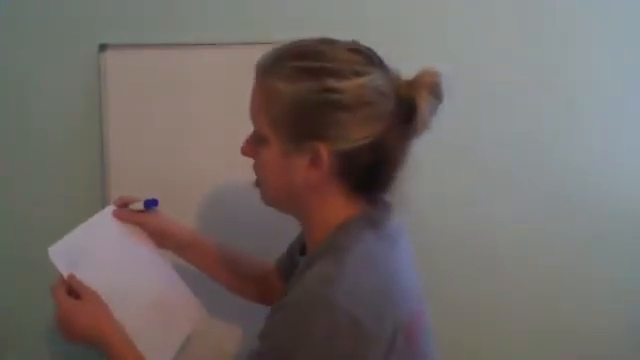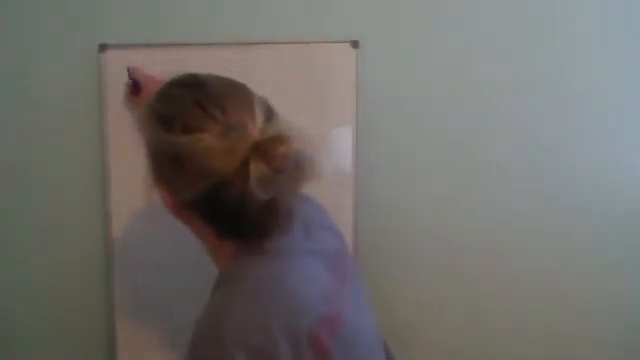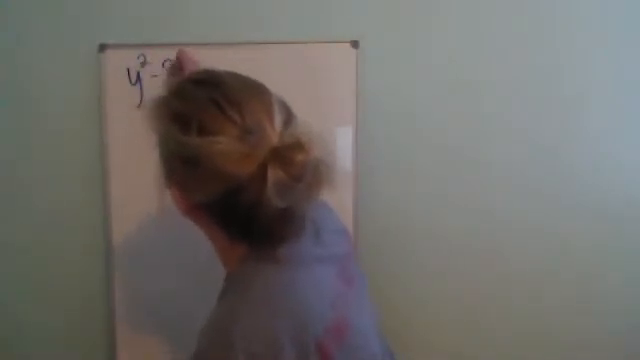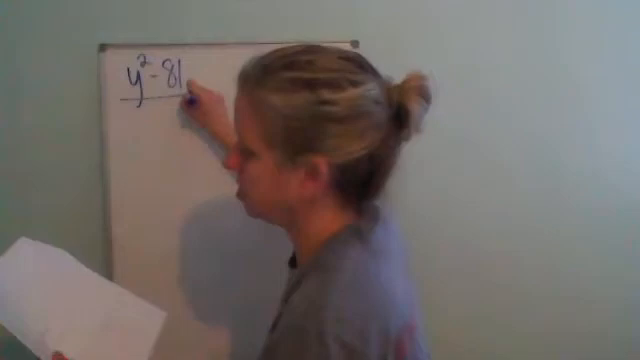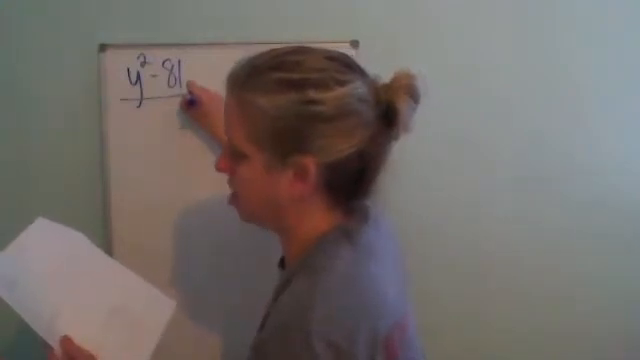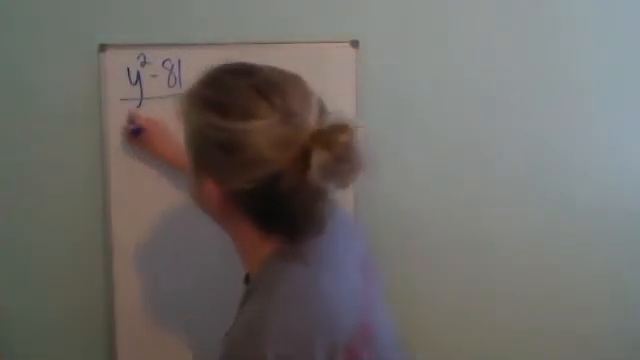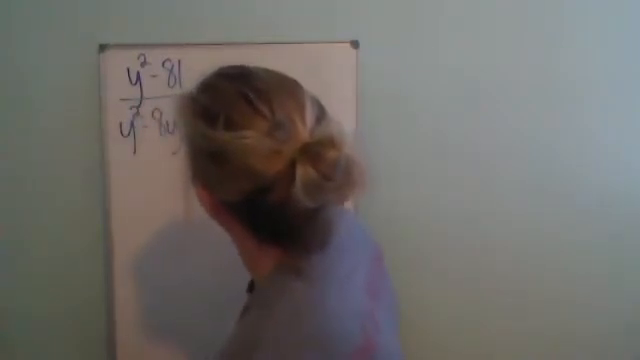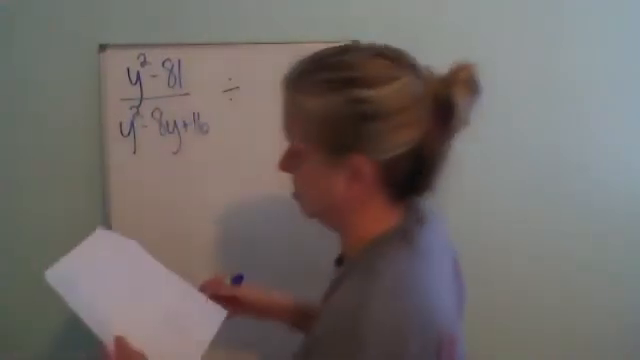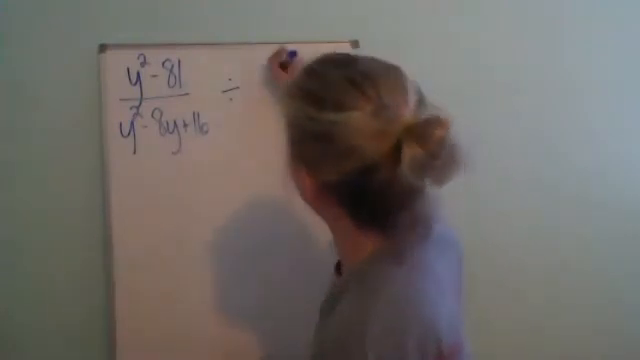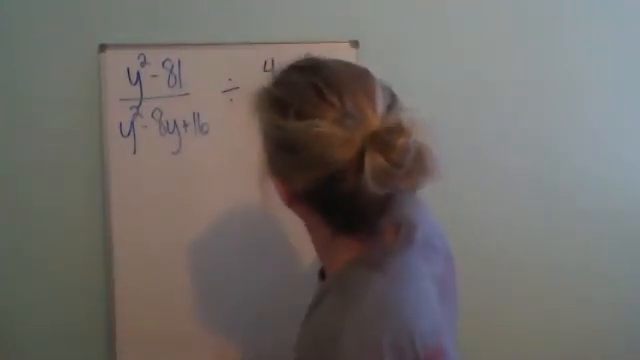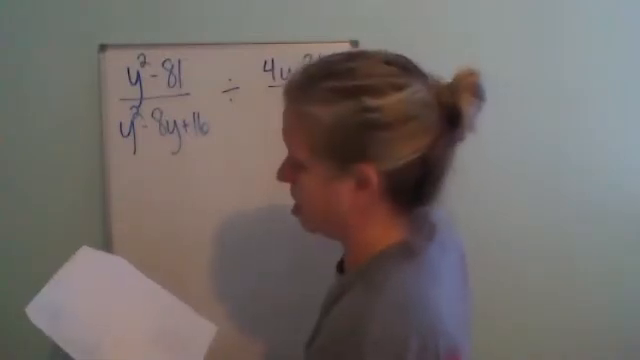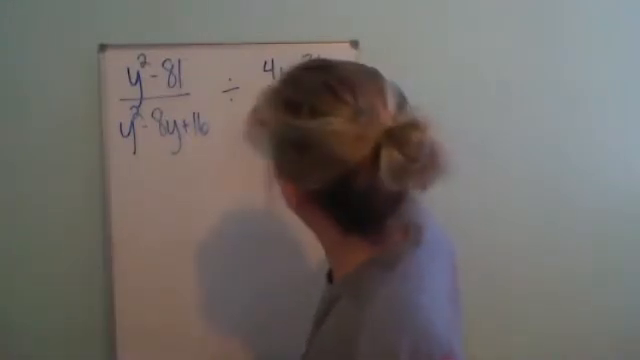All right, number 7, y squared minus 81 over y squared minus 8y plus 16 divided by 4y minus 36 over y squared minus 3y minus 4.